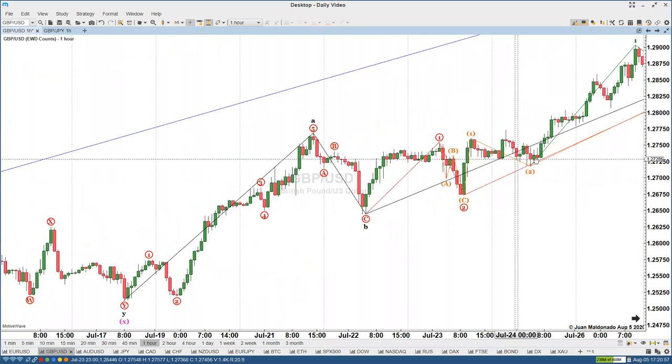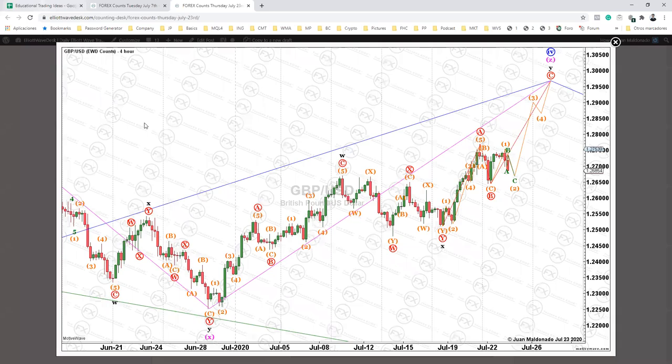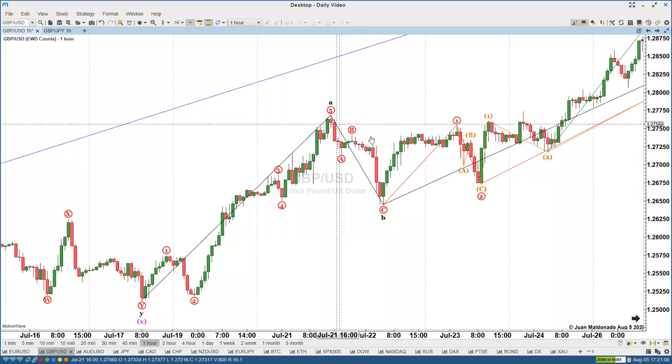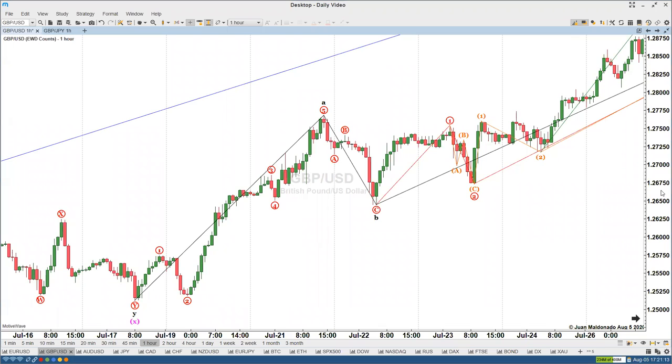My entry was so precise. You know why? Because look at the level. My entry was at the 127 with a 25 pip stop loss. Let's go back to the chart. So my trigger was here, 127, right here. Yes, of course, it wasn't the bottom of the market, like the last point, but it was pretty good. So I got here long, and here was my level to take some profits.